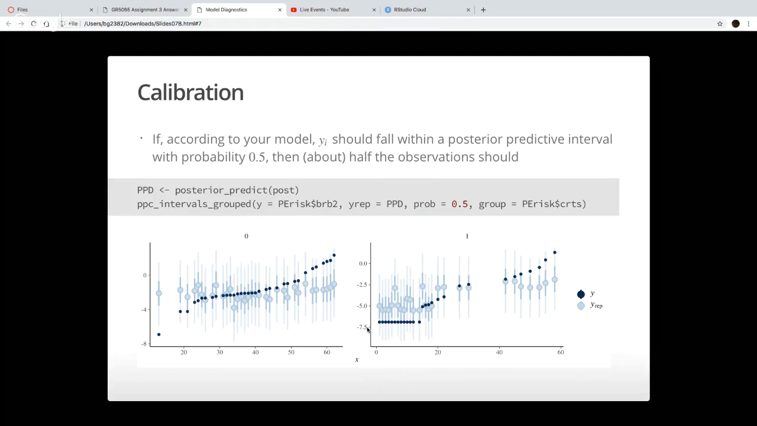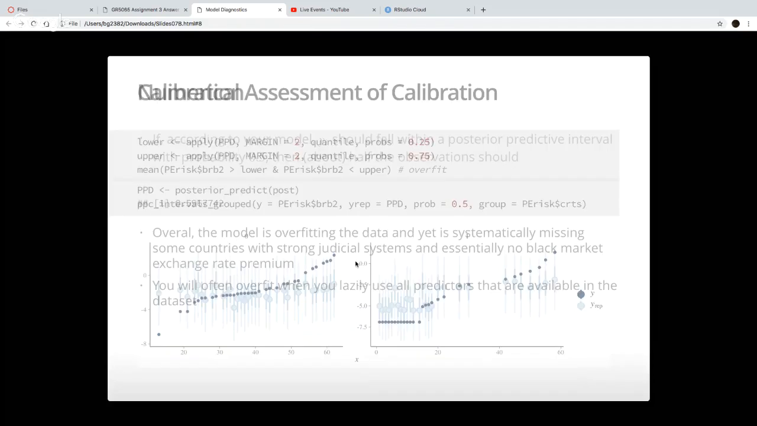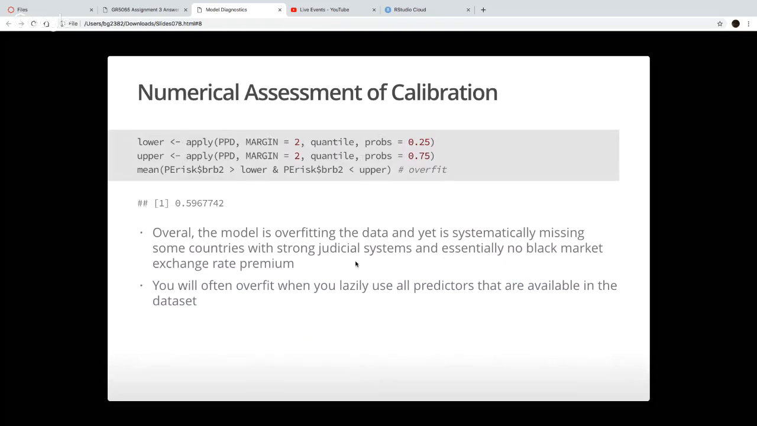it looks like one of the problems is there's a bunch of countries with independent courts that have the lowest possible value of black market premium that isn't being captured so well, and as a consequence, it doesn't fit that great with the upper tail either. But overall, if you calculate numerically what proportion of times this falls in the 50% interval, it comes out to be about 0.6, so overfitting a bit more than what we were doing with the diamonds model.